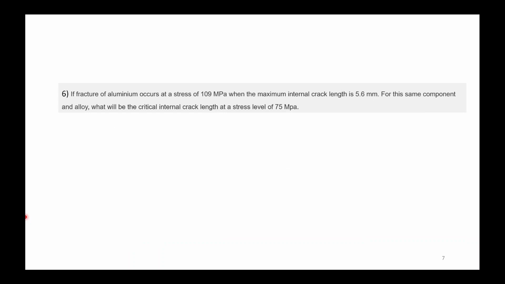Now this is a similar question. Here you have to measure crack length.